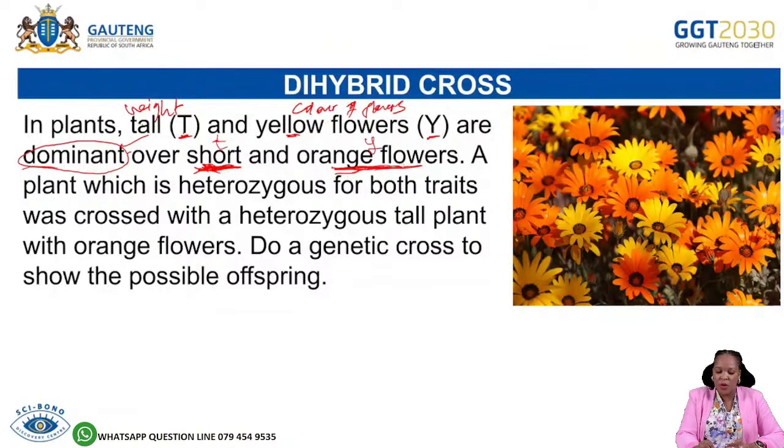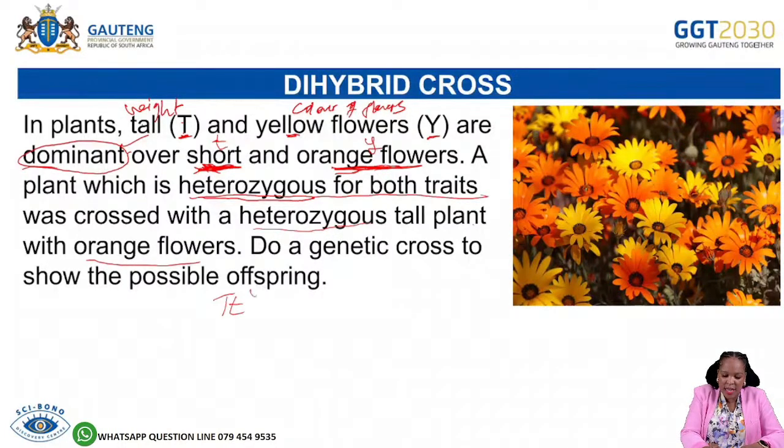So now our flowers, we know they are tall and yellow, and there are others that are short and orange. A plant which is heterozygous for both traits was crossed with a plant that is heterozygous tall with orange flowers. You sit and you try to take it in. Heterozygous for both traits, what does that mean? Trait is a characteristic. So heterozygous for tall is going to be what? Capital letter T with small letter t. This is our tall plant that is yellow. It is yellow, a big letter Y and small letter y.